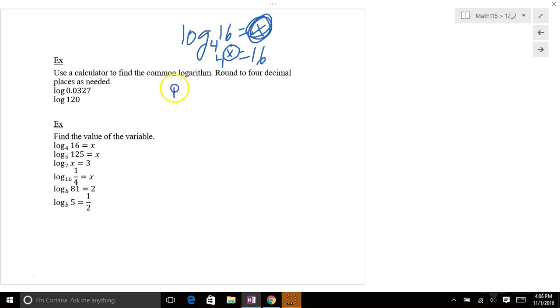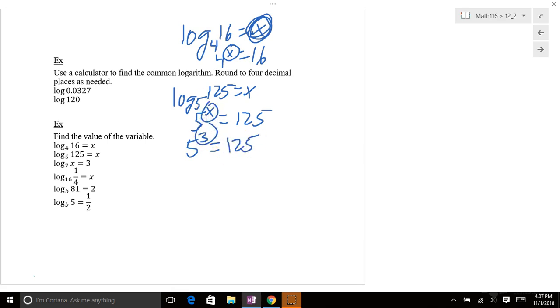Find the value of the variable in the next one. Log base 5 of 125 equals x. 5 to the x equals 125. 5 to what power? Well, 5 to the third is 125. So x is 3.